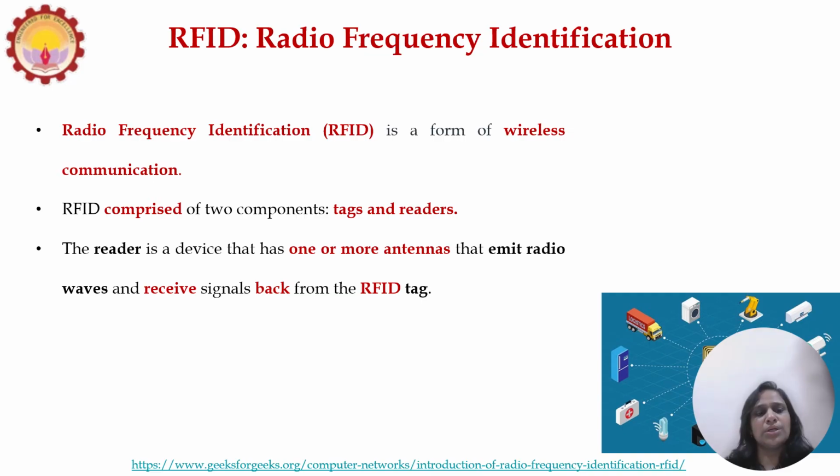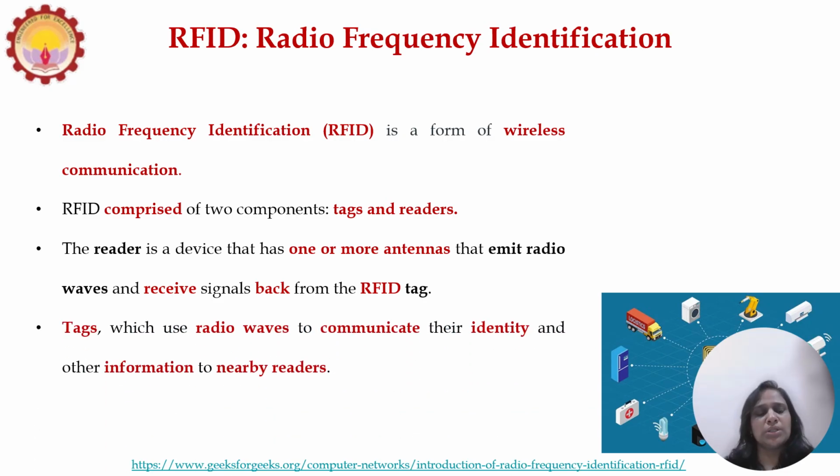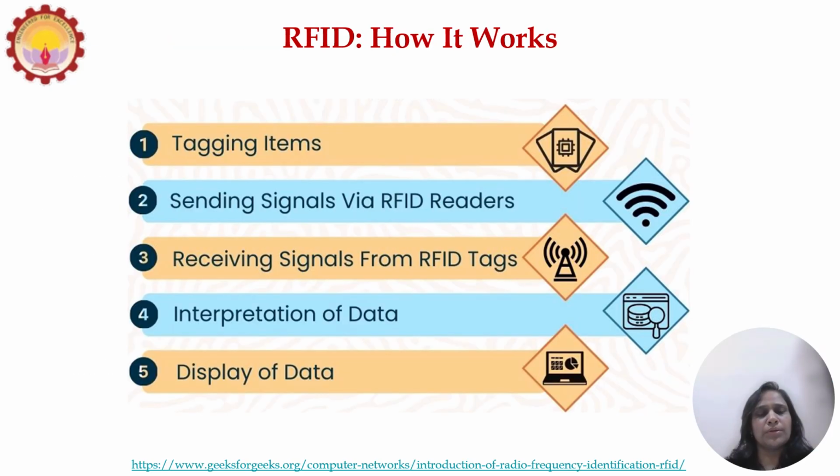The reader is a device that has one or more antennas to emit radio waves and receive the signal back from the RFID tag. The tag uses radio waves to communicate its identity and other information to a nearby reader. How this RFID tag works is explained in these 5 steps.